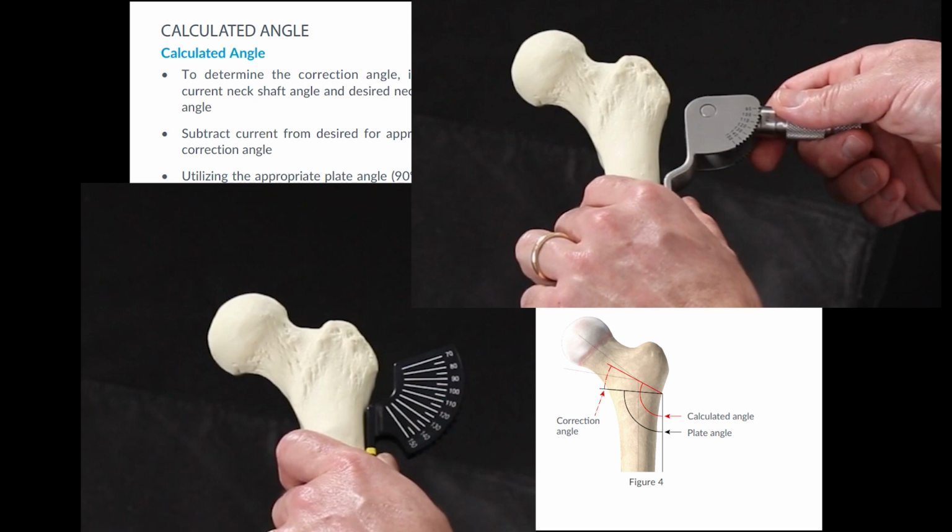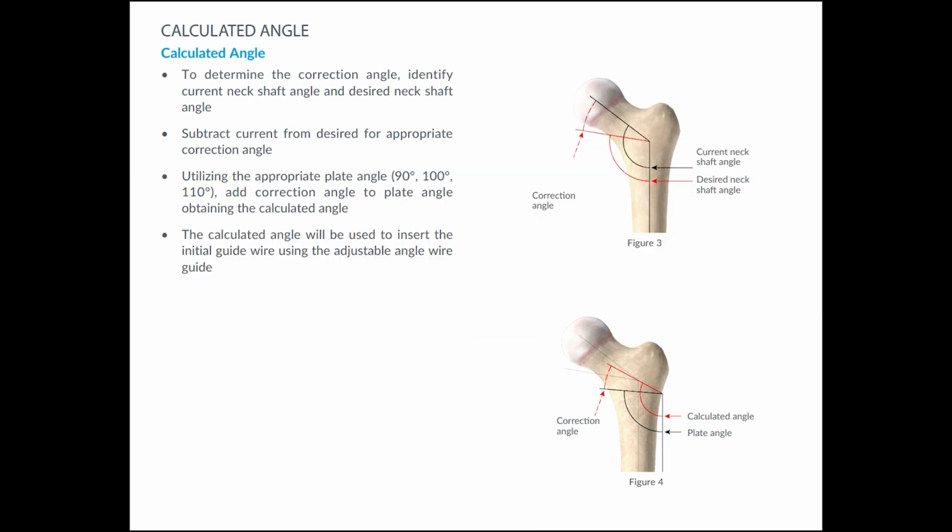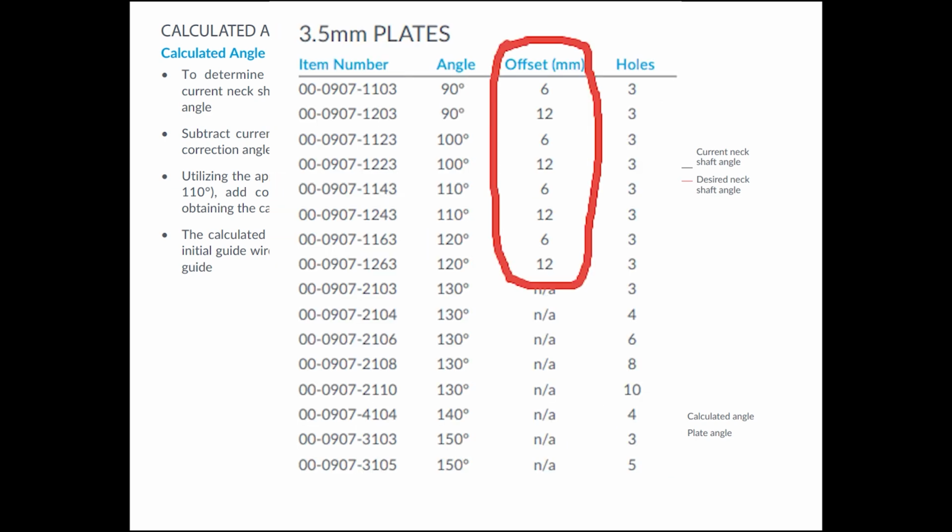The easy way is much simpler. Based on our calculation, we needed a desired neck shaft angle of 120 degrees, so simply use a 120 degrees plate, but ensure that the initial guide wire and subsequent screws remain exactly in the middle of the neck of the femur. Another question you might get asked in the exam is about the offset, the purpose of the offset, and how many millimeters of offset you would use.